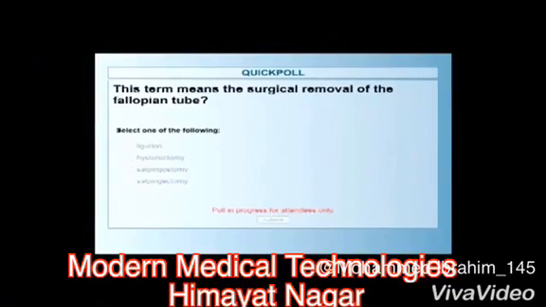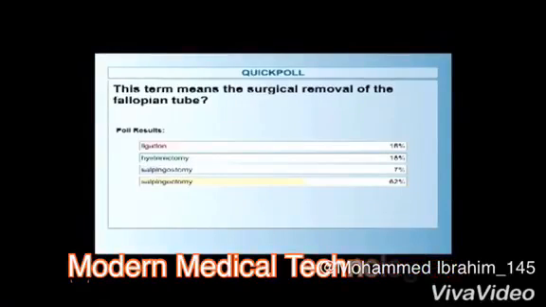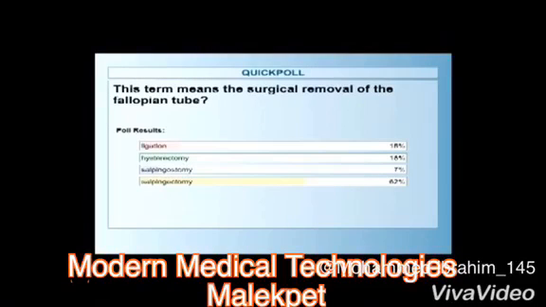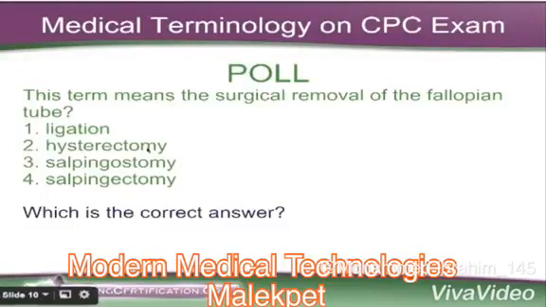All right, 15% said ligation, 16% said hysterectomy, 7% said salpingostomy, and 62% said salpingectomy. So yes, answer D is correct. So good job. Now, what's interesting with this, for medical terminology, what you really want to focus on is the suffixes and the prefixes. In this case, if you knew your suffixes, ectomy versus ostomy, right? Since this says surgical removal, which is what ectomy means, you could throw out 1 and 3.